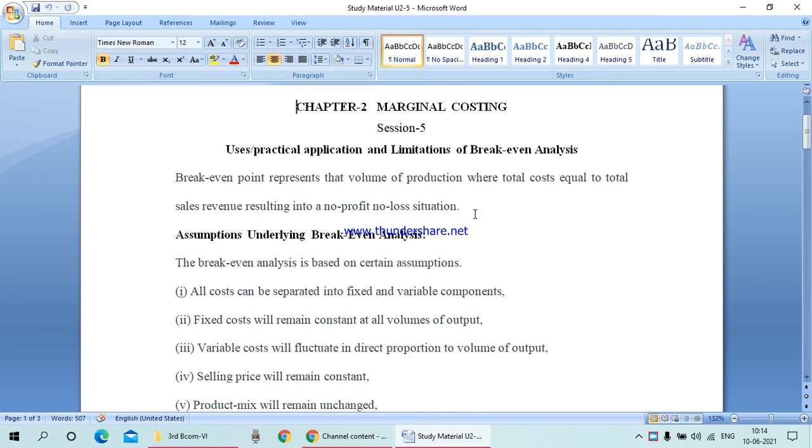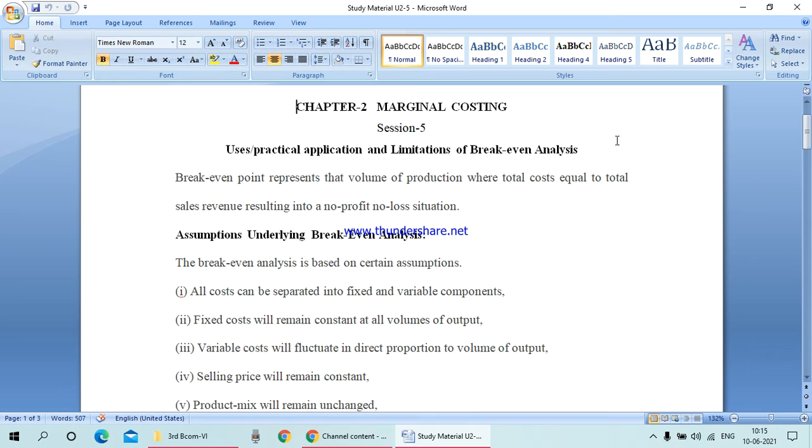Morning, students. Under Cost and Management Accounting 4, chapter number 2, Marginal Costing. Under Marginal Costing, the session number is 5. The topic is uses or practical application and limitations of break-even analysis.